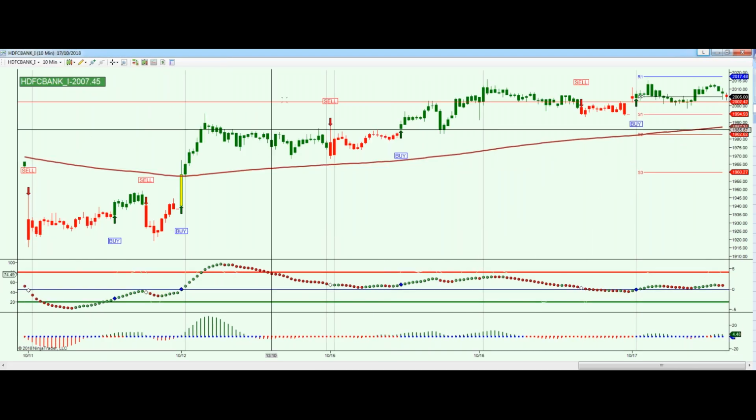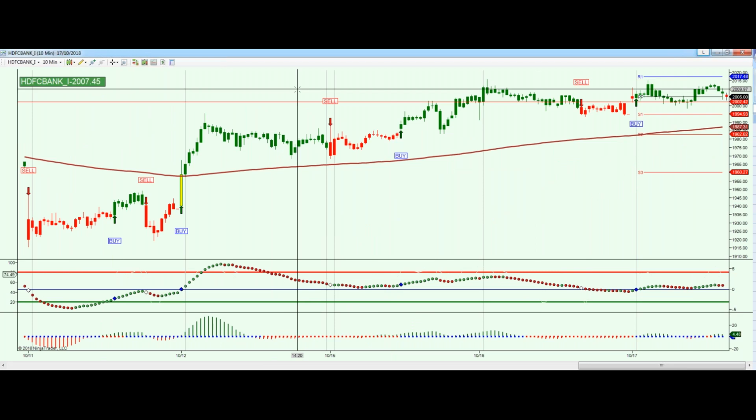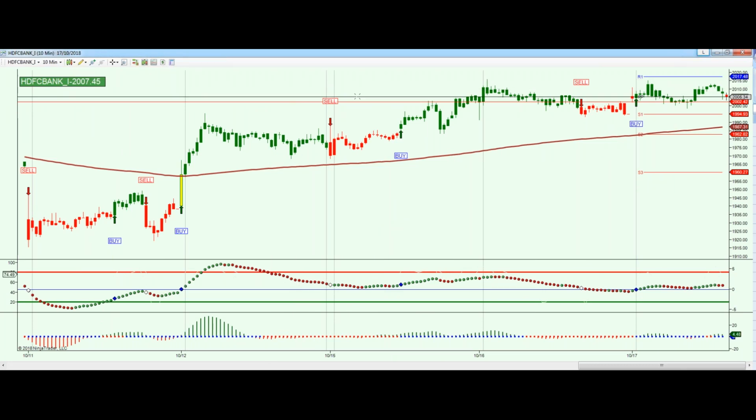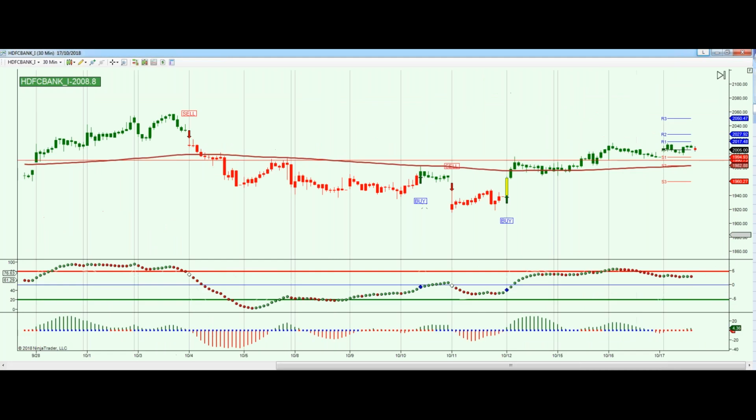The same thing with HDFC Bank. Our entry was here, buy at 2012, and it made a minor profit of around 3 rupees. But if you see the long-term chart, it's still a buy, so we can still hold it.